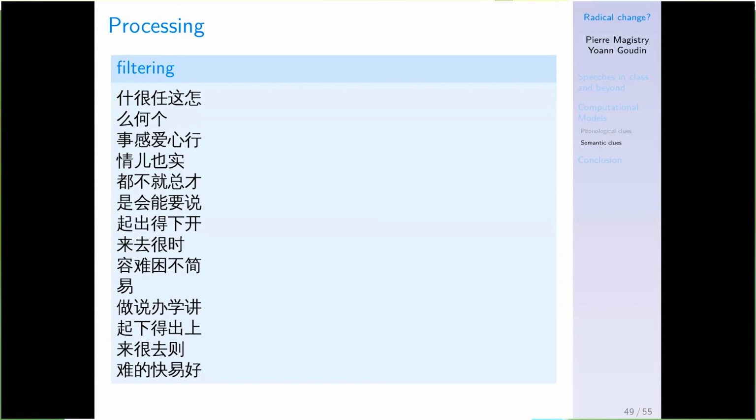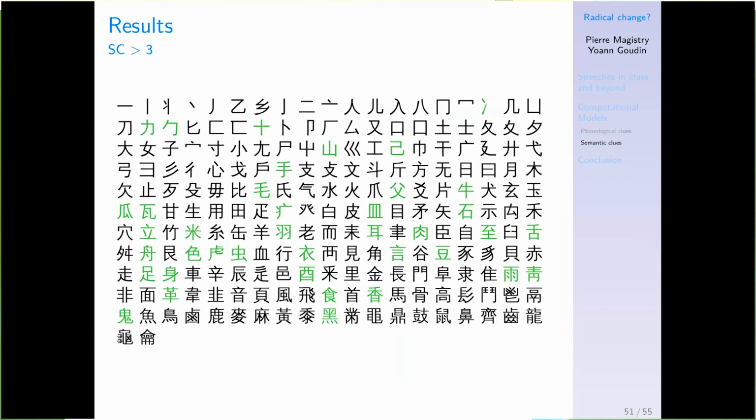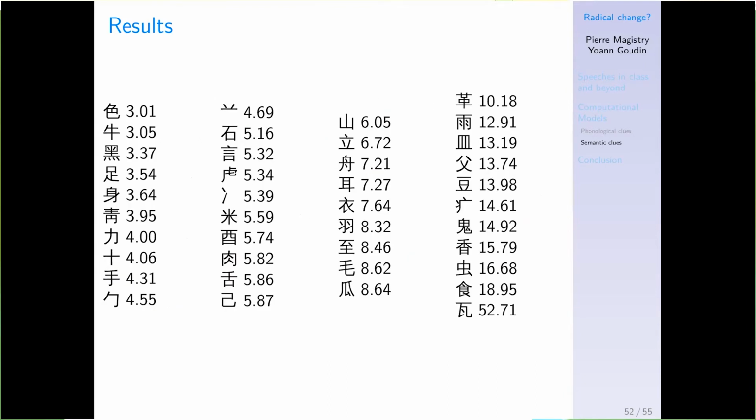And I also have to do some filtering about simplification and stuff like that. After that, I turn all those sinograms, I replace them by only the radical, and I compute the probability ratio on this data. And I can obtain the same kind of output, which is a higher ratio for more significant, semantically more clear radicals.